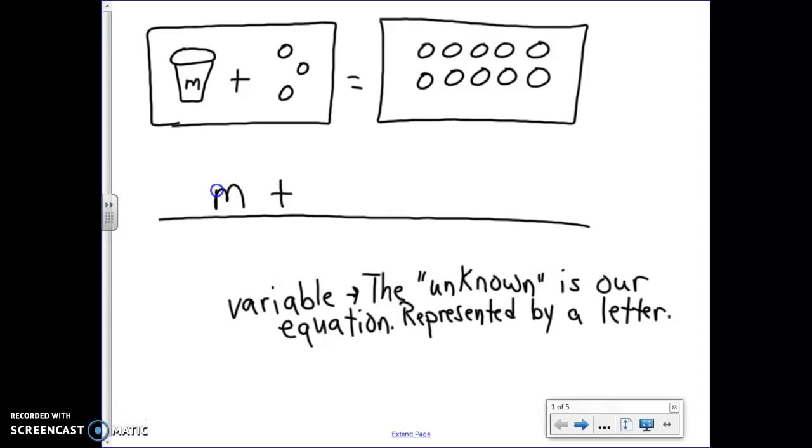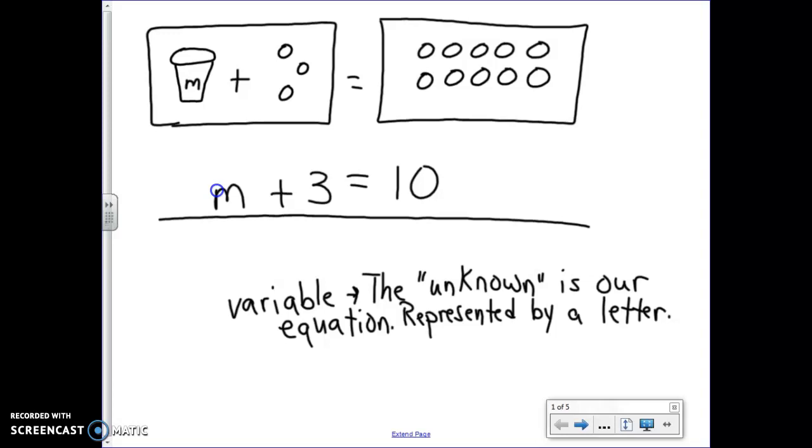Off the rest of the equation, I count my counters. There are 3 counters in this first box. Put my equal sign, and then 1, 2, 3, 4, 5, 6, 7, 8, 9, 10 counters in the second one. I now have an equation that I can solve, and to do so, we want to figure out what this unknown is. What number plus 3 equals 10? Well, most of you already have it. You say it is 7, and you would be correct.